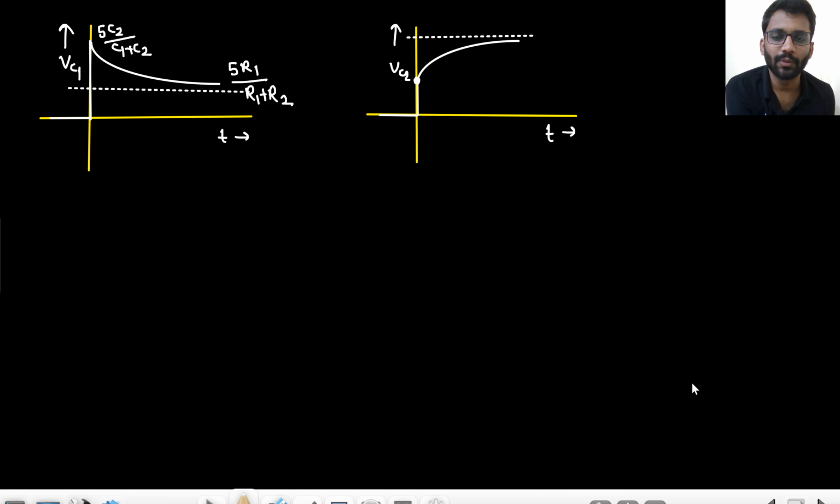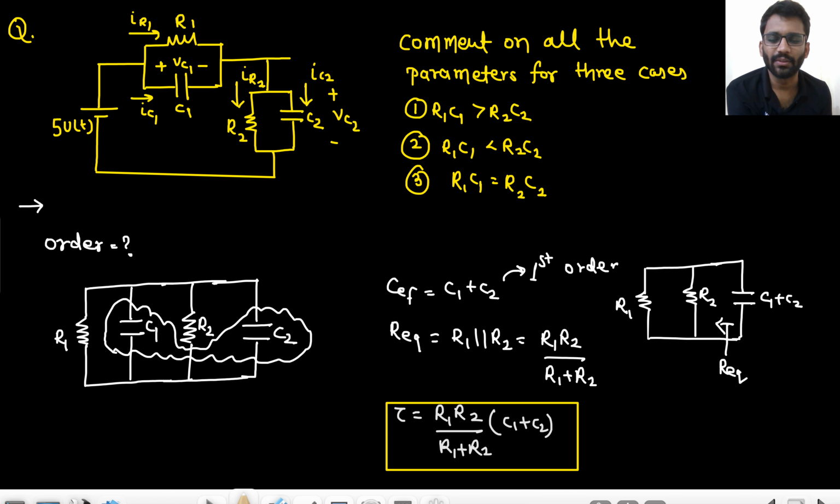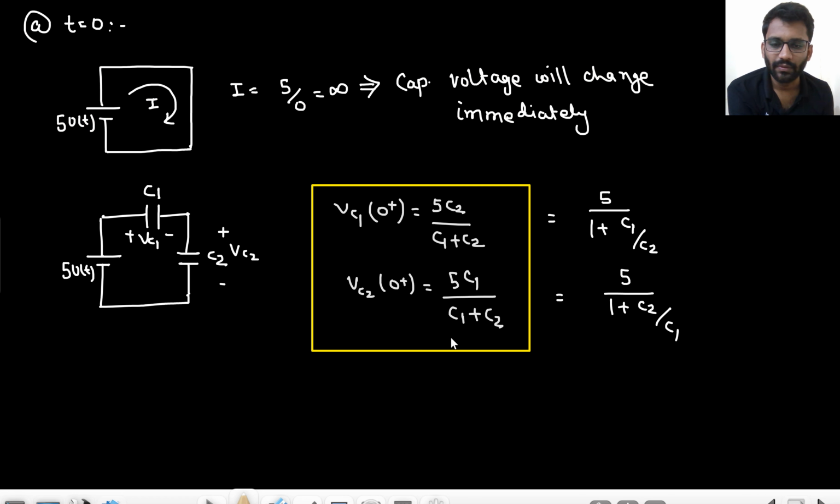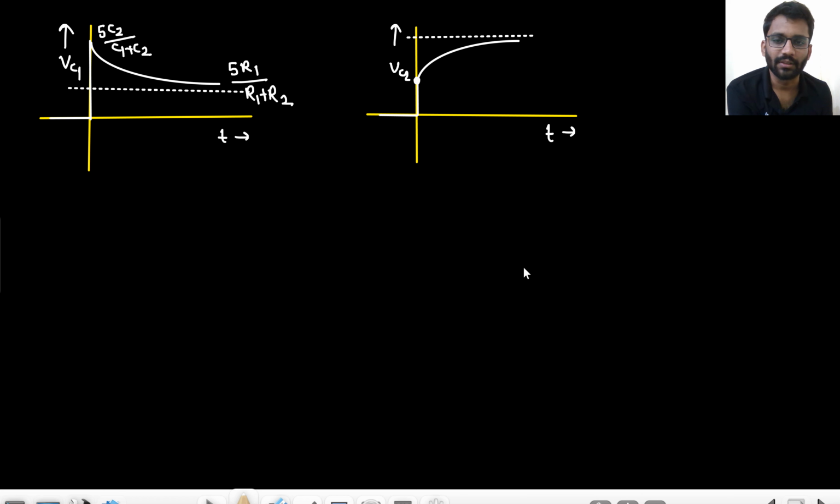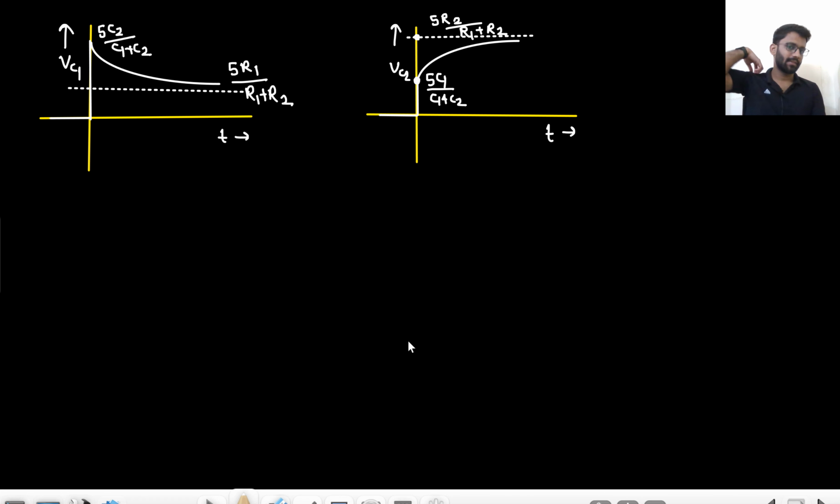This VC2 at 0 plus, what was the value at VC2 0 plus? VC2 is 5 C1 upon C1 plus C2. What is the value at infinity? That is 5 R2 upon R1 plus R2. Are you getting this point?